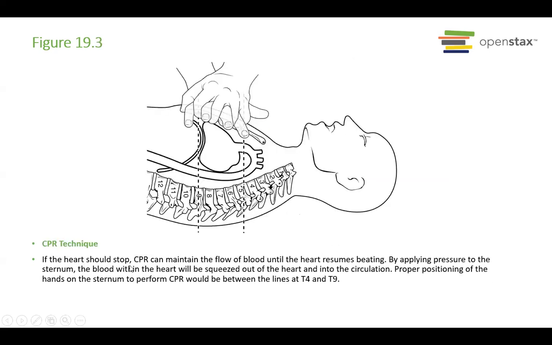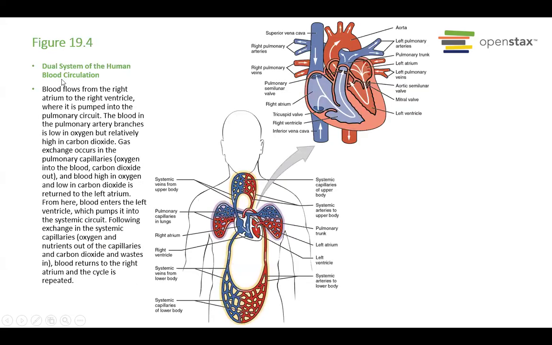If the heart should stop, CPR can maintain the flow of blood until the heart resumes beating. By applying pressure to the sternum, the blood within the heart will be squeezed out of the heart and into the circulation. So proper positioning of the hand on the sternum to perform CPR would be between the lines T4 to T9.